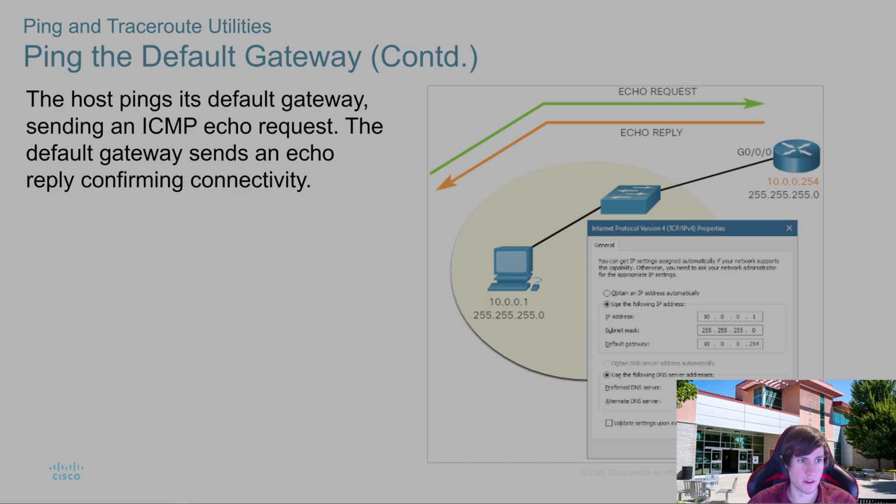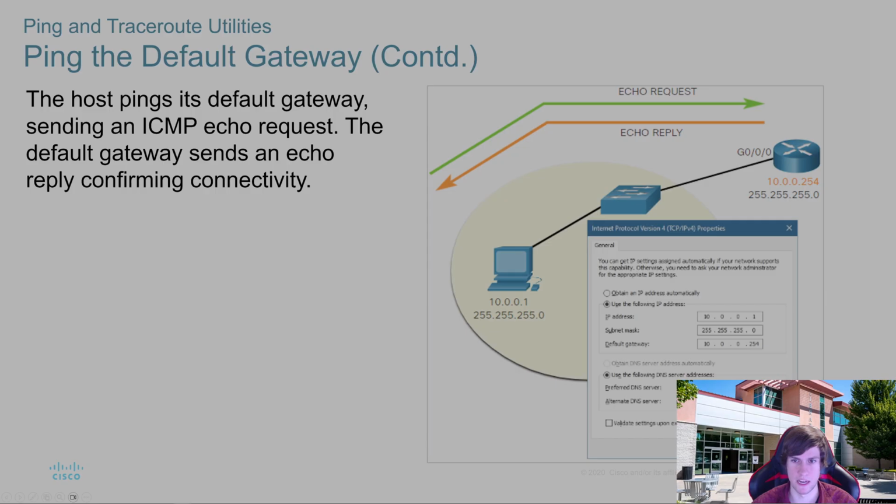And then the host pings the default gateway, sending the echo request. The default gateway sends an echo reply. This is typically one of the things you first do. You configure your router, you connect it to the network via a switch, like right here, and then you immediately go to a host to make sure that the host can ping through the gateway.